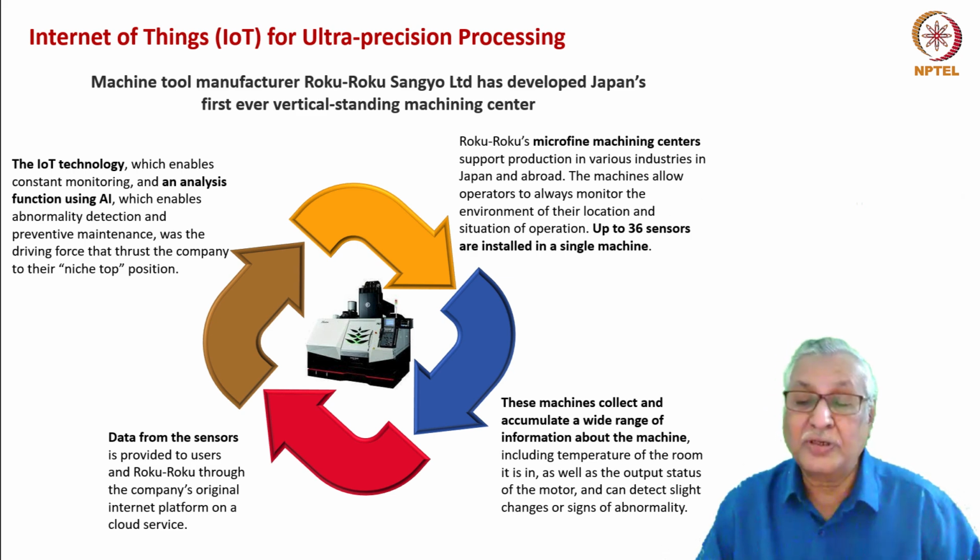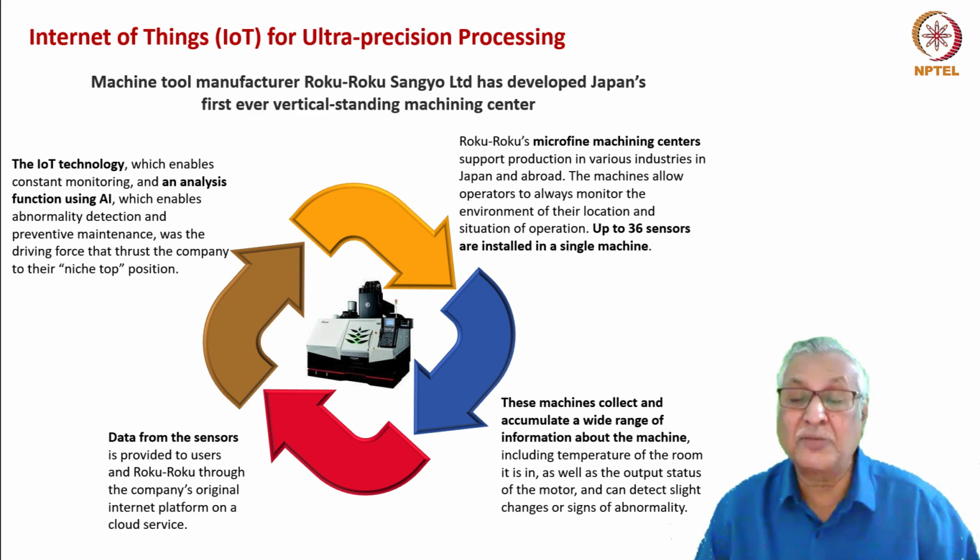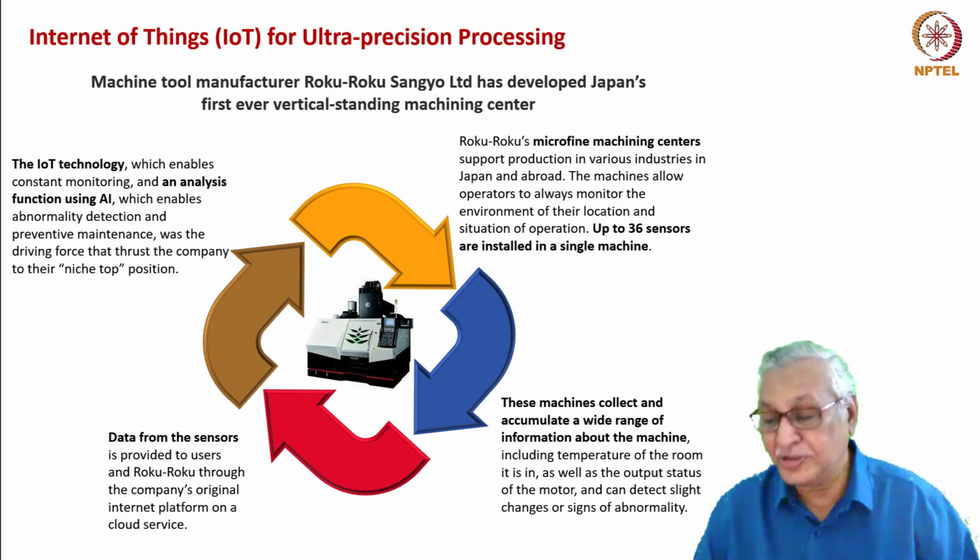So every parameter that you can conceive of, including the temperature of the room, the output status, the slightest changes in the tolerances, signs of abnormality can be located, can be discovered, can be defined, and can be used to remediate the machining process. This is going to transform normal machining into ultra precision processing.